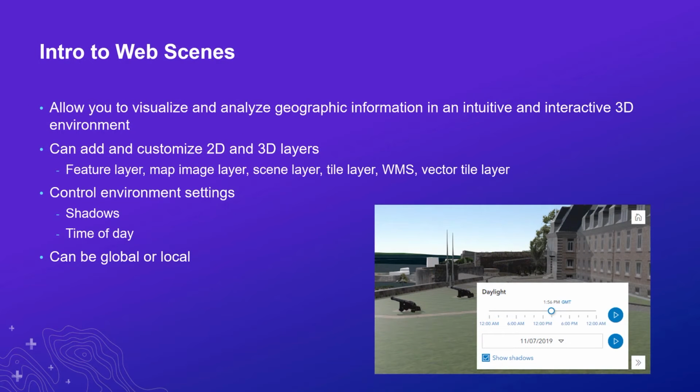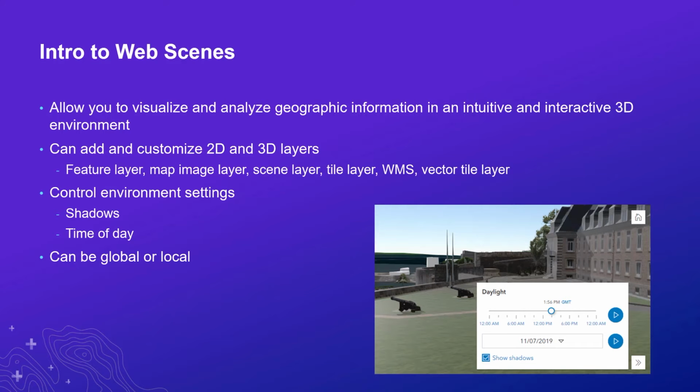So what are web scenes? I covered that a little bit in the previous slide, but it's pretty much exactly like a web map. We have our own web scene specification on the developer site that you can check out if you want to learn a little bit more about it. It's where we're storing all the customizations that you've made to your 2D and 3D layers. This could be to your feature layers, map image layers, scene layers, tile layers, WMS, and vector tile layers, and more. And in these scenes, we can control environment settings like shadows and time of day.